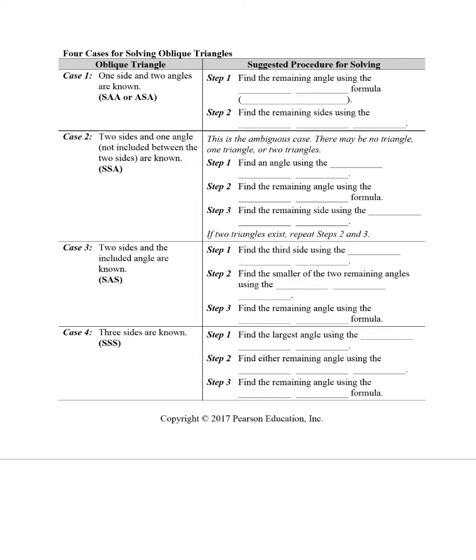This is 7.3, page 13, and we're going to just review the 4 cases for solving oblique triangles. In case 1, we have one side and 2 angles that are known. This is either the SAA or the ASA, and you learned this in 7.1. And the first step to solving these is to find the remaining angle using the angle sum formula.